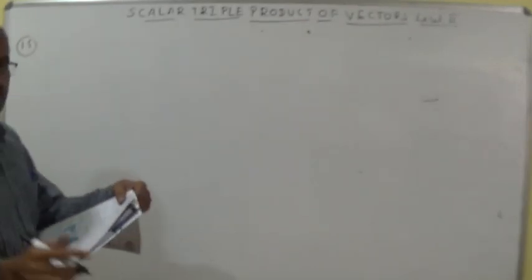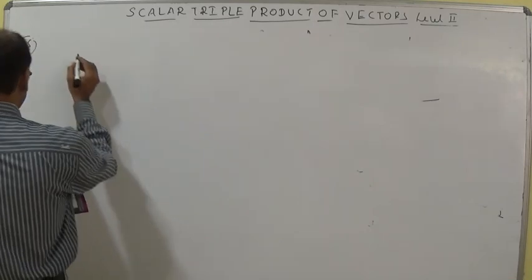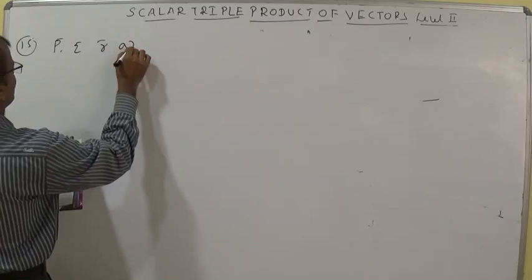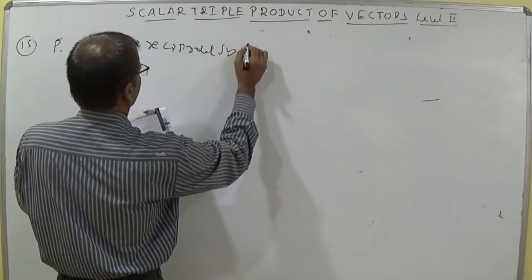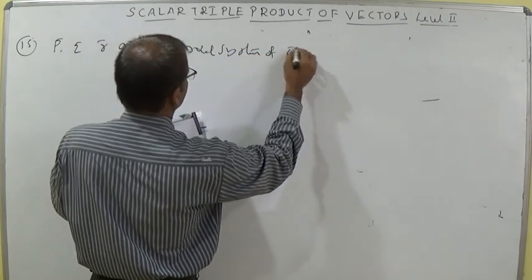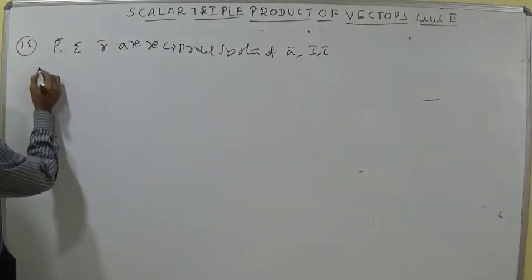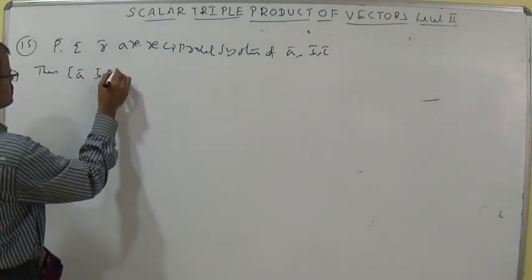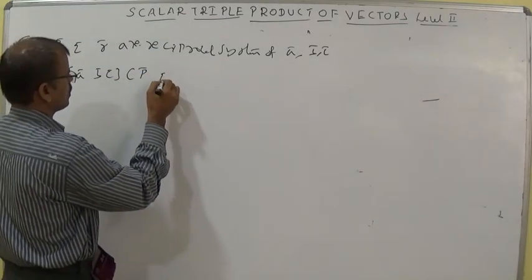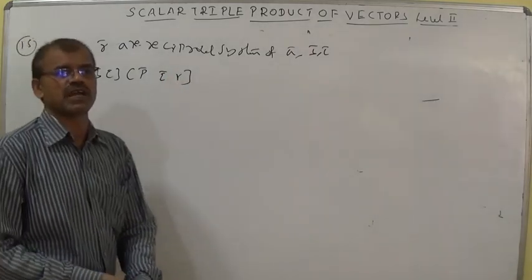If P, Q, R is the reciprocal system of vectors A, B, C, that is, P, Q, R are the reciprocal system of A bar, B bar, C bar, then you should calculate box ABC into box PQR. The reciprocal system is nothing but A dash, B dash, C dash.